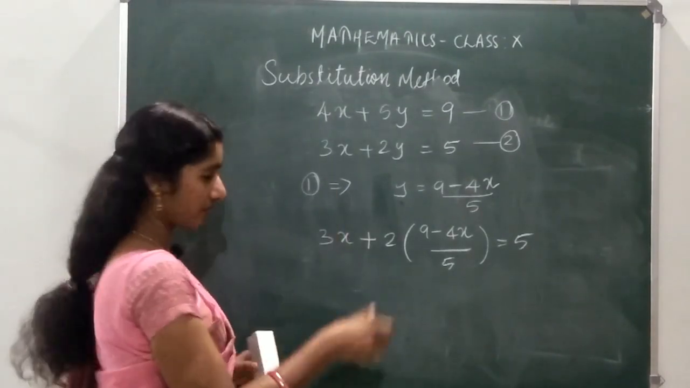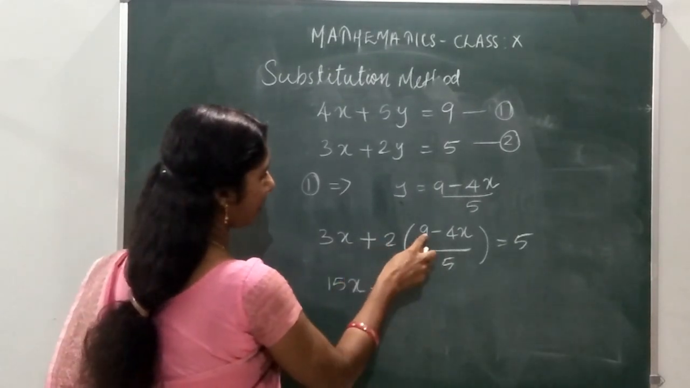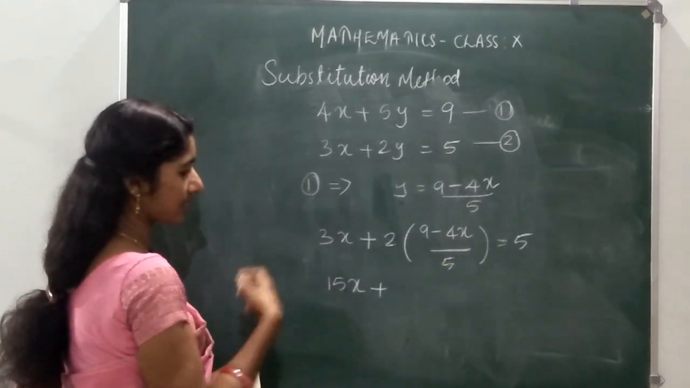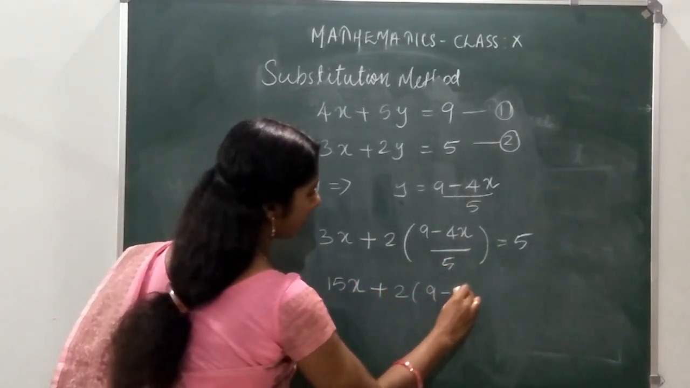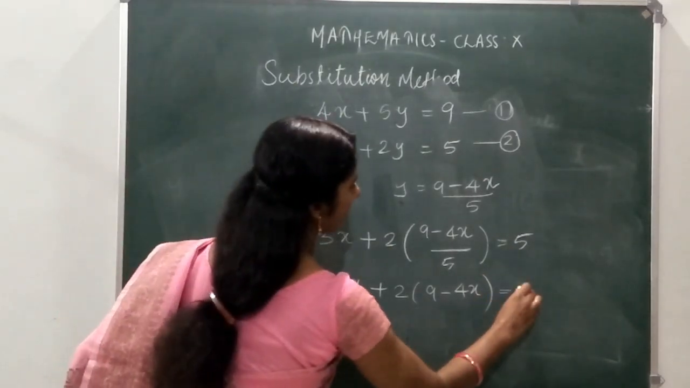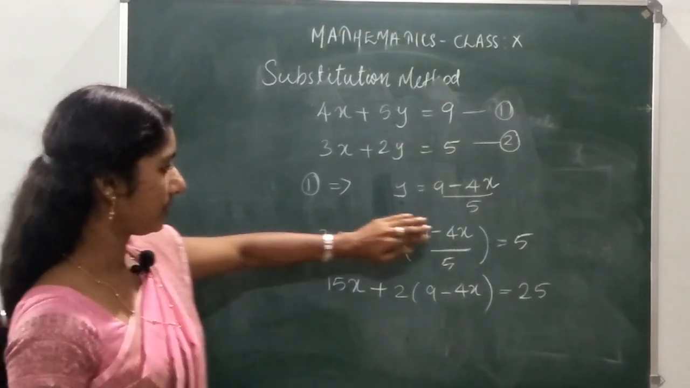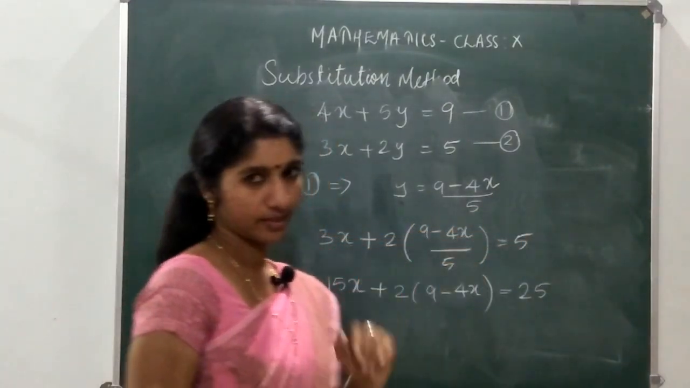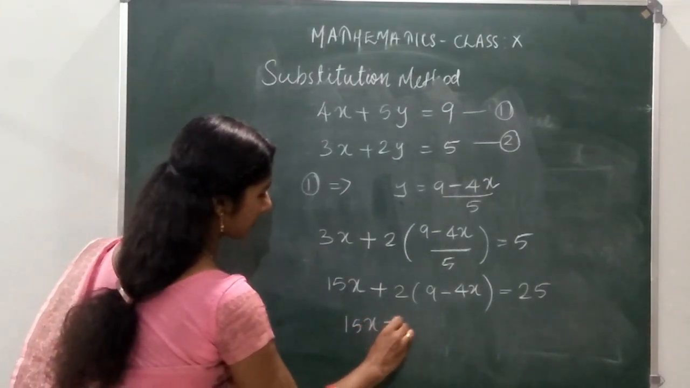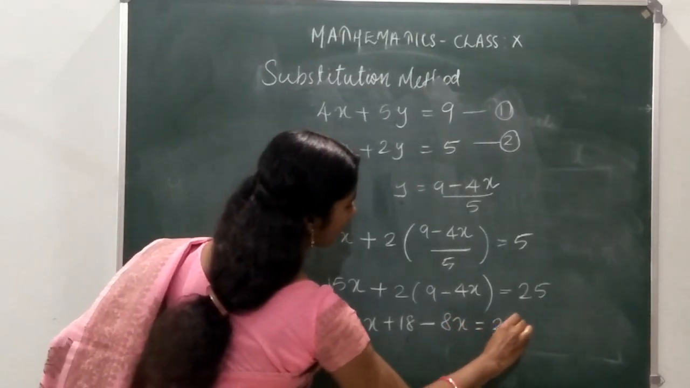This term into 5 is 15x plus 2 into (9 minus 4x) by 5 into 5. This 5 and this 5 will cancel. So we will get 2 into (9 minus 4x) equal to 5 5s are 25. So we multiplied by 5 for this term and the second term and the right side also. Then remove the bracket. 15x plus 18 minus 2 4s are 8x equal to 25.